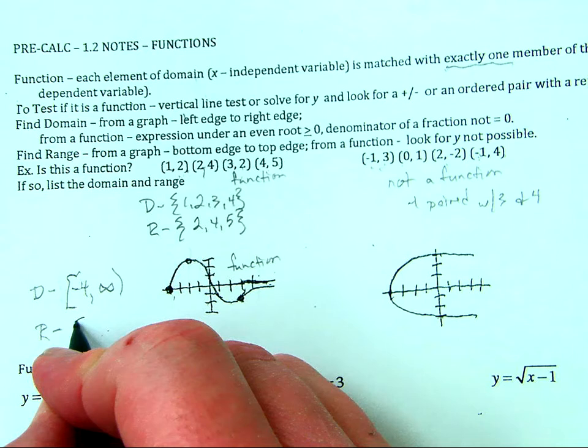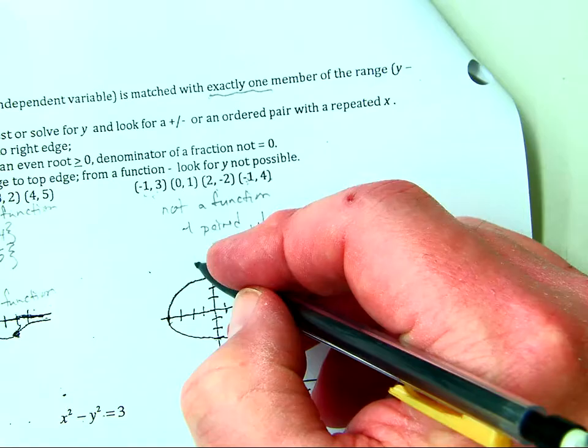This one here, is this a function? Well, if I drew a vertical line, like if I drew one right here, doesn't it touch in more than one point? So it fails the vertical line test. So this one's not a function.